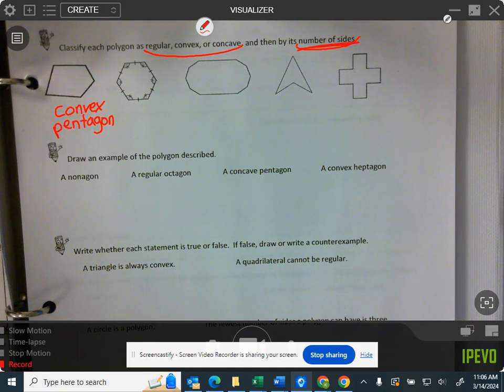A nonagon, any nine-sided shape. Remember, if it's a nonagon, it's a polygon, it needs to be connected. There can be no openings. You don't want to let the dog out of the yard. If it says regular octagon, you need to show that all the sides and angles are congruent. If it's concave, you need to have at least one side caved in. Convex means all of the inside angles are small, no cave-ins.